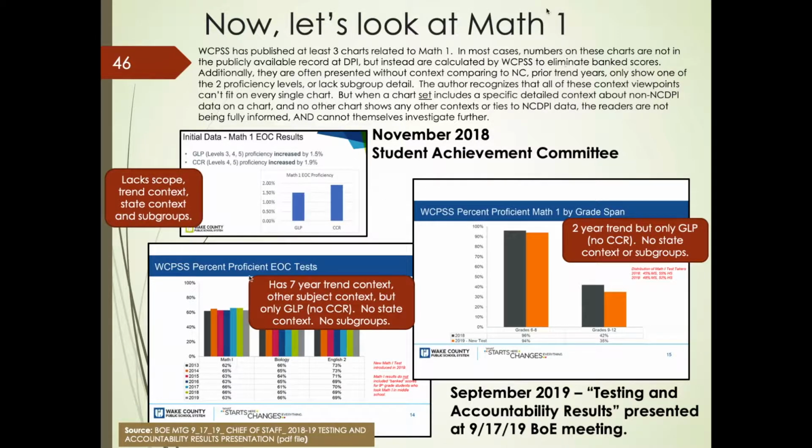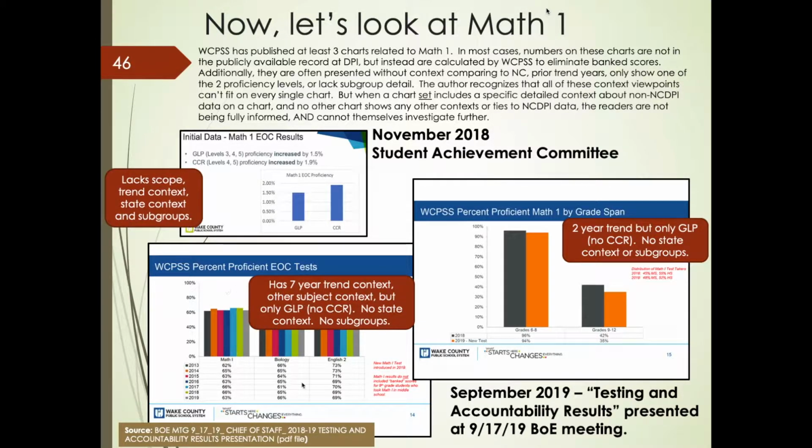and doesn't really tell you what it's all about. This chart at the bottom that we saw just this past September does show a 7-year trend context, which is great. It shows context with these other subjects, which is also good, but it only shows GLP. And again, I'm not saying you have to put GLP and CCR on the same chart, but where's the CCR chart? It's not in the deck that this chart was in.